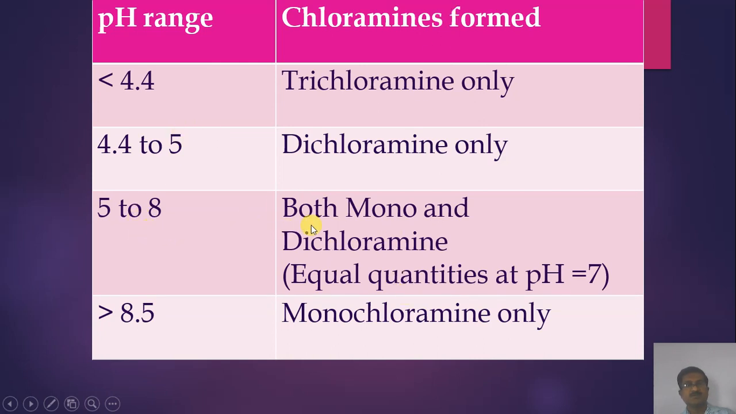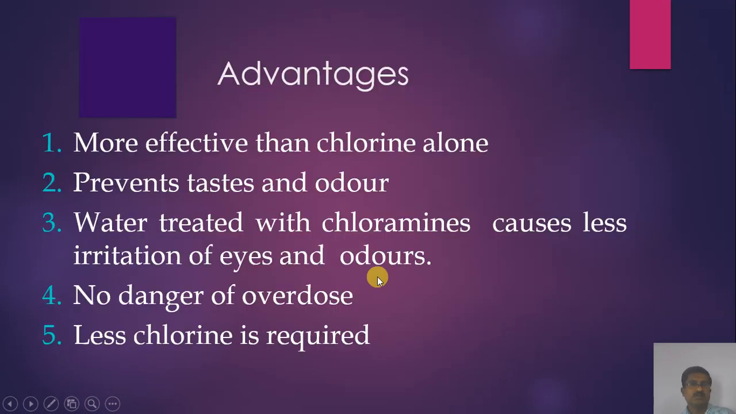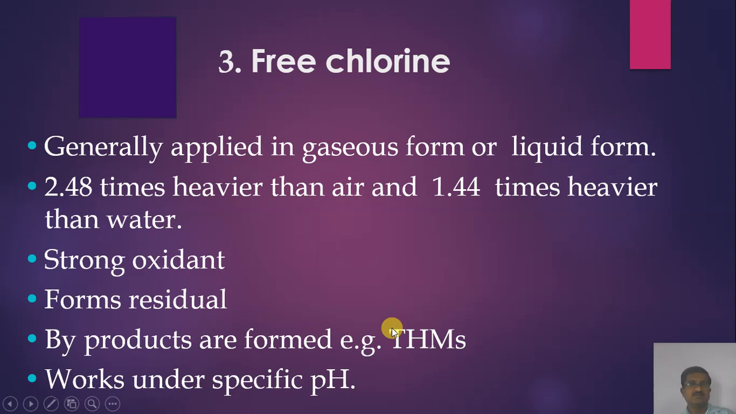For pH 5 to 8, both mono and dichloramine will form in equal quantities at pH equal to 7, and if the pH is greater than 8.5, only monochloramine will form. Now, what are the advantages of this process? More effective than chlorine alone, prevents taste and odor. Water treated with chloramines causes less irritation of eyes and less odor. No danger of overdose. Less chlorine is required.